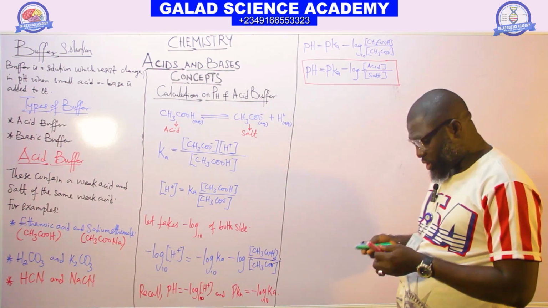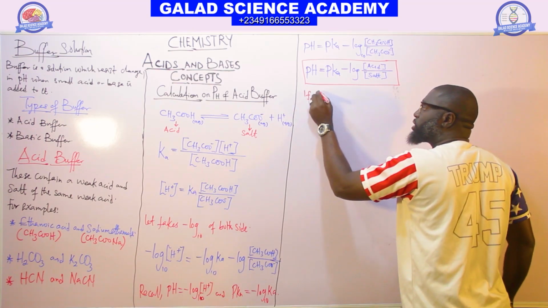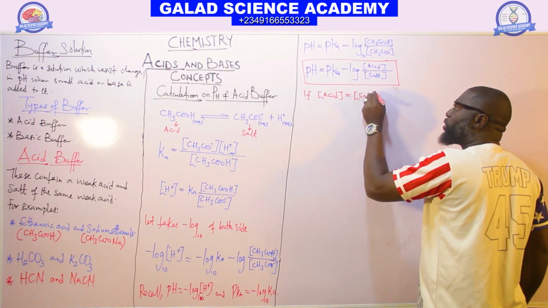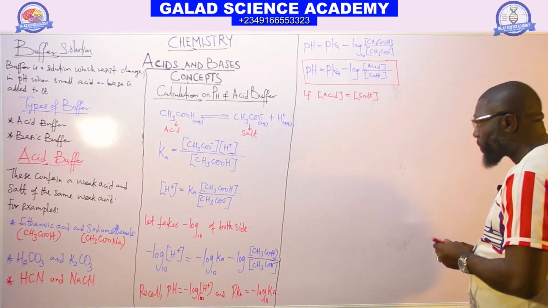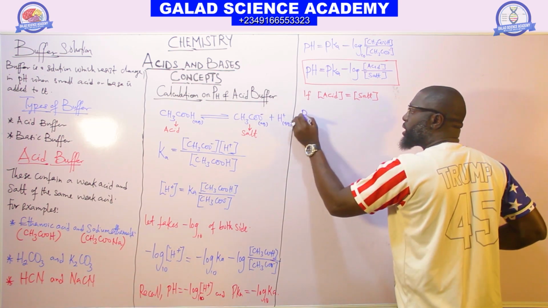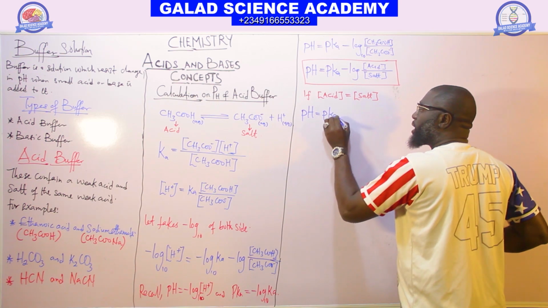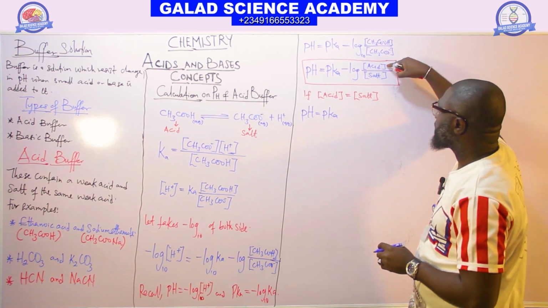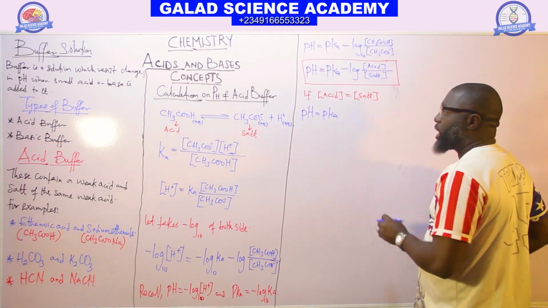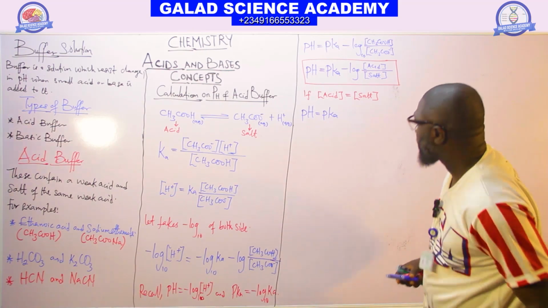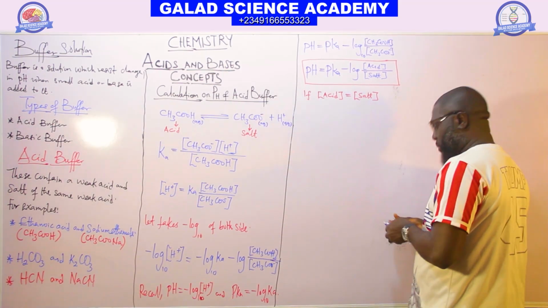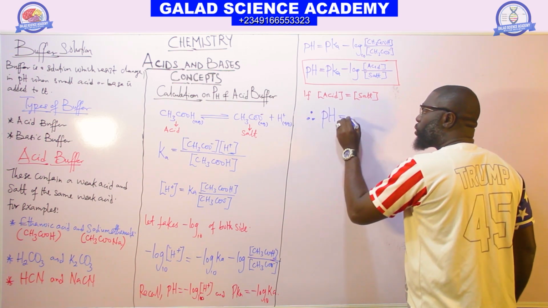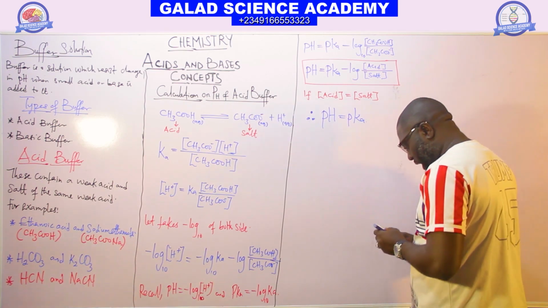But in one condition again, if the concentration of acid is equal to the concentration of salt, what do we have next? pH equal to pK minus logarithm of... if the concentration of this and the concentration of this are equal, everything you have here is equal to 0. Therefore, pH will equal pKa. So that is the rule.